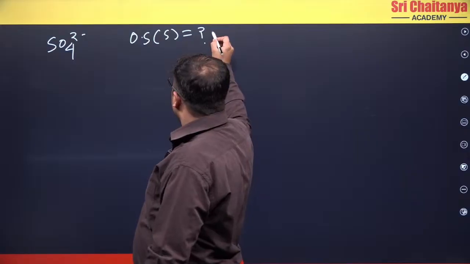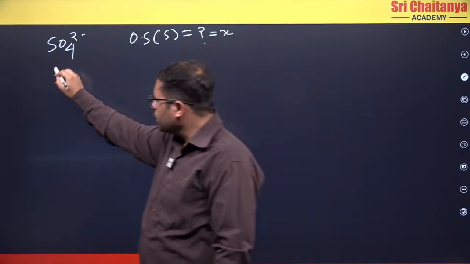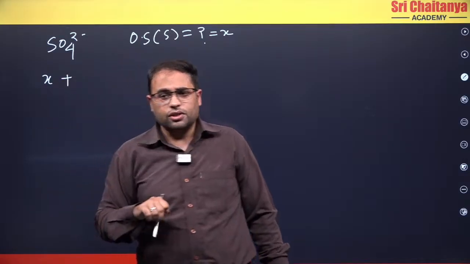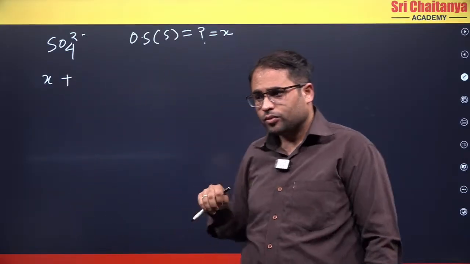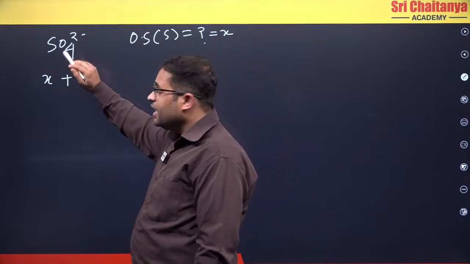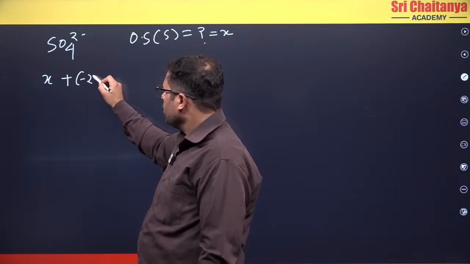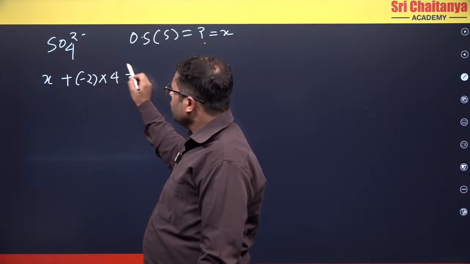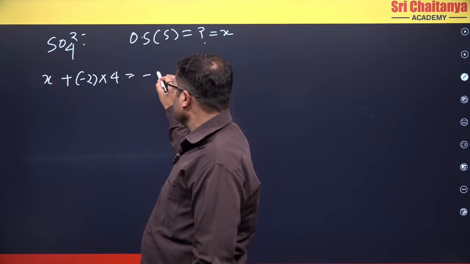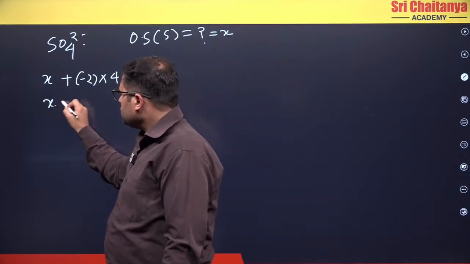Start by letting it as X. One sulfur is there, so for that sulfur you put X plus. How many oxygens? 4, right? So each oxygen has a -2 charge. There are 4 here, and the total charge on this complete anion is -2. Correct?